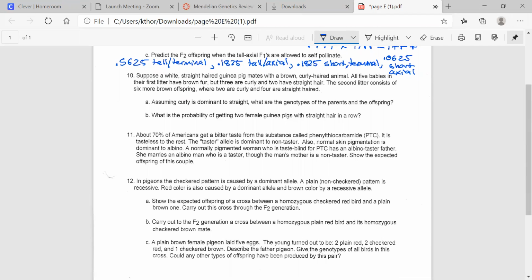Suppose a white, straight-haired guinea pig mates with a brown, curly-haired animal. All 5 babies in the first litter have brown fur, but 3 are curly and 2 have straight hair. The second litter consists of 6 more brown offspring, where 2 are curly and 4 are straight-haired. Assume curly is dominant to straight. What are the genotypes of the parents in this offspring?